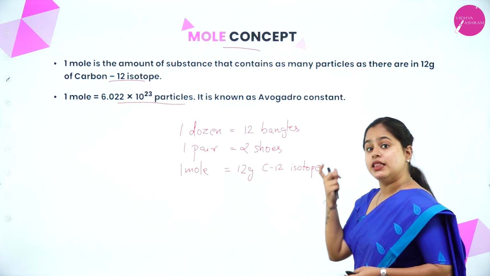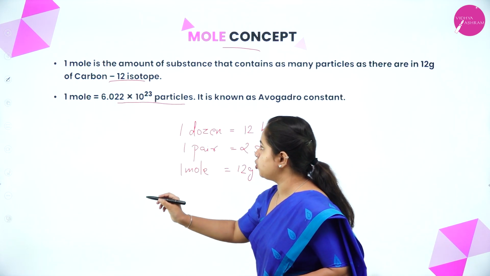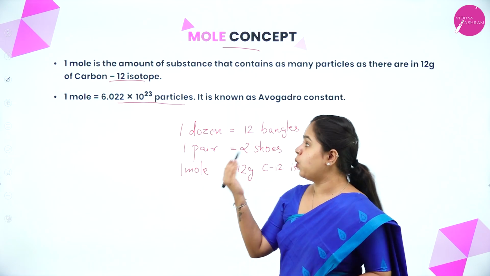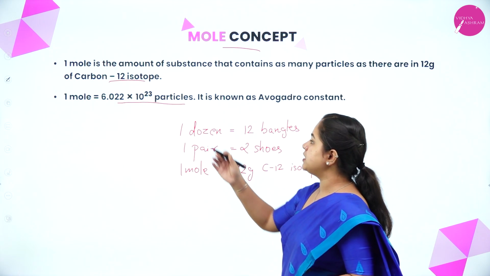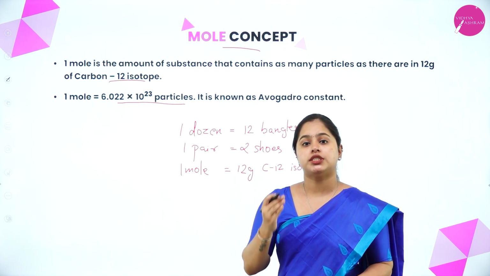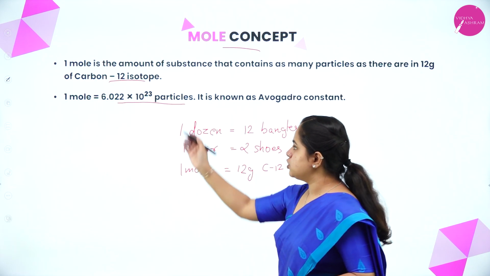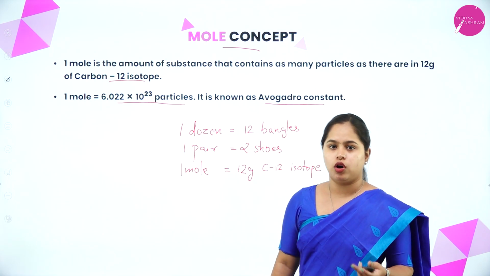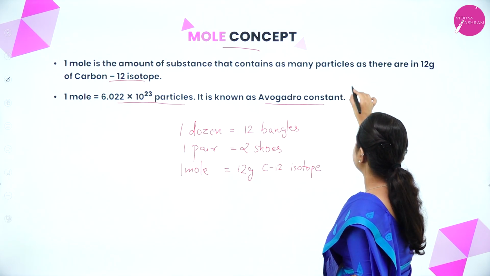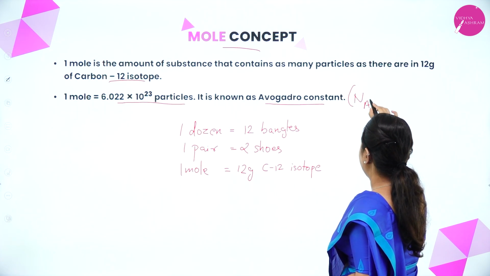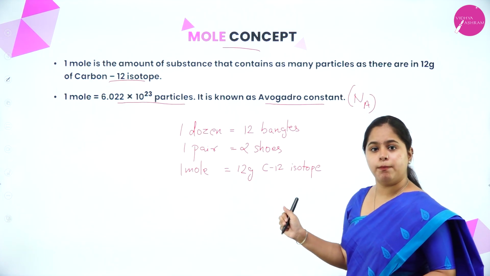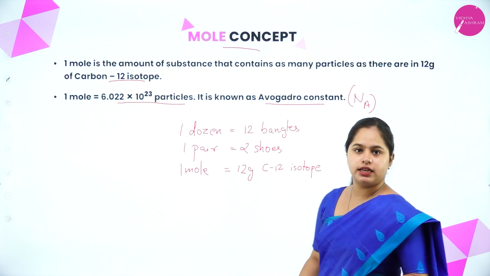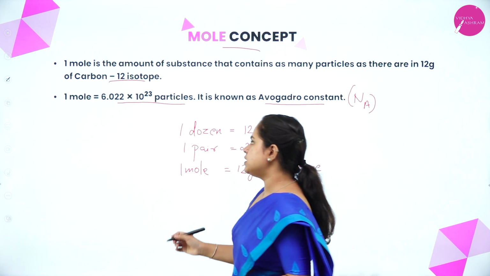So how many particles are there in 12 gram of carbon-12? The number is 6.022 into 10 to the power 23 particles. So what can you say? In 1 mole of any substance, there will be 6.022 into 10 to the power 23 particles. This number is called Avogadro's constant, or Avogadro's number, which is represented by the symbol Na. Instead of writing this long number, you can just write Na.